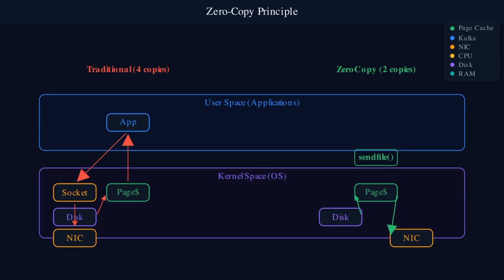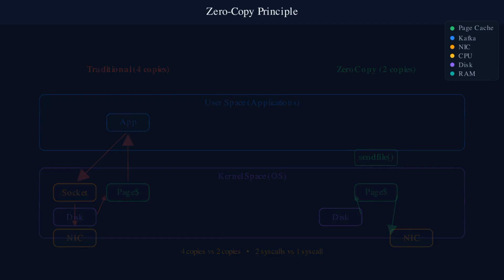Zero copy eliminates these unnecessary trips. Instead of copying data through the application, Kafka uses an OS capability called sendfile to tell the kernel, send this file's data directly to the network. The data goes straight from the disk page cache to the network interface card buffer, bypassing the application entirely. Only 2 copies happen instead of 4.